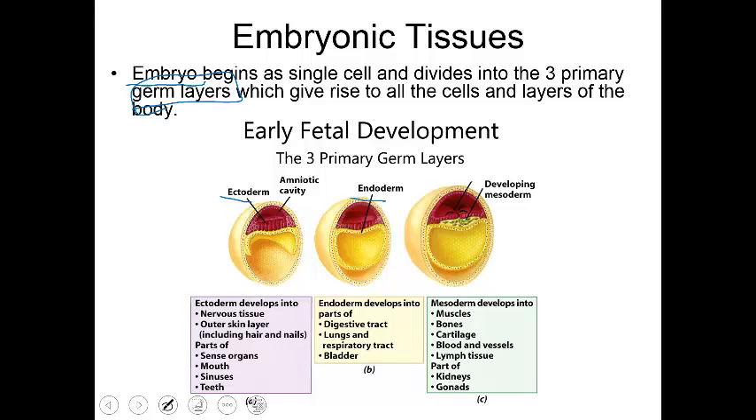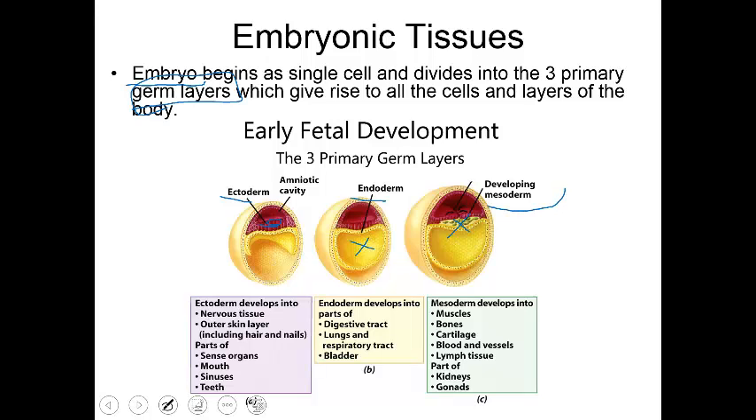So think of a ball of cells first splitting into 2 layers. The outer one here is in pink, and the inner one here is in yellow. The outer one is called the ectoderm, and the inner one is called the endoderm. And then you have the cavity here, which is the amniotic cavity. Now, as it keeps dividing, there starts to appear a middle layer, right here in green. And that is referred to as the mesoderm.